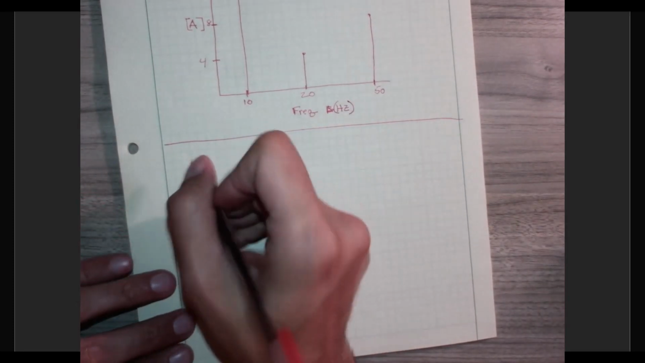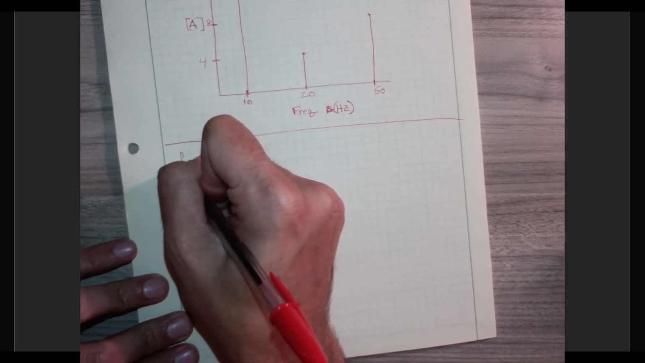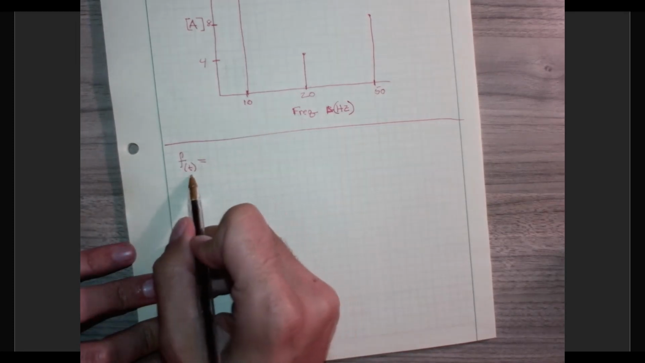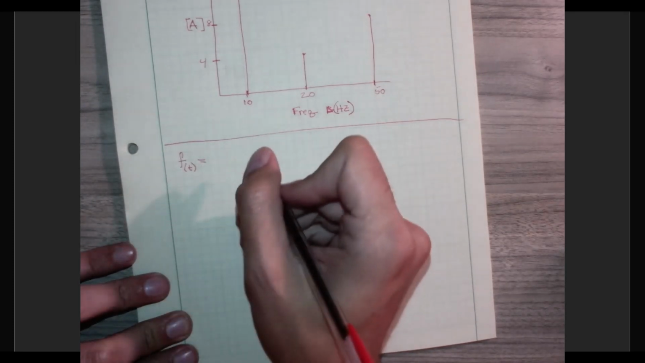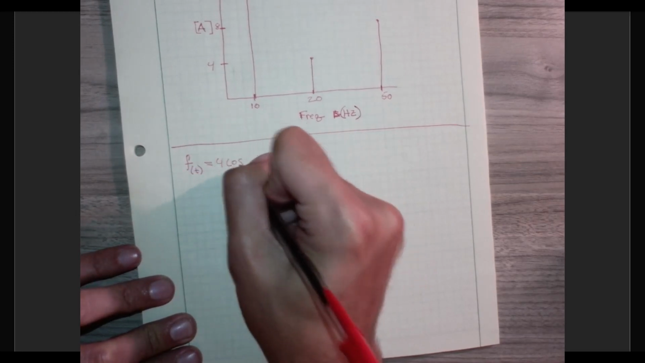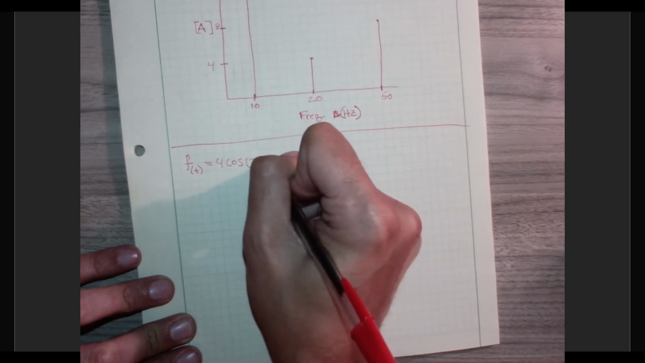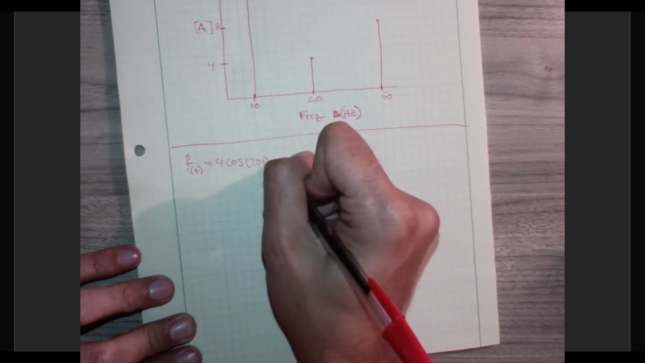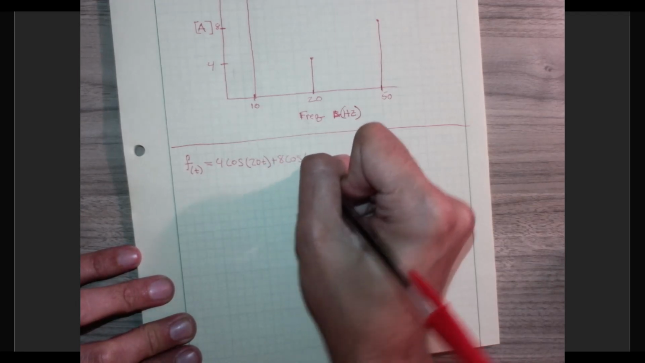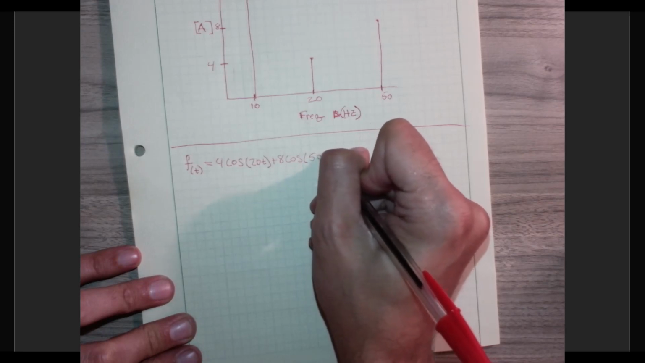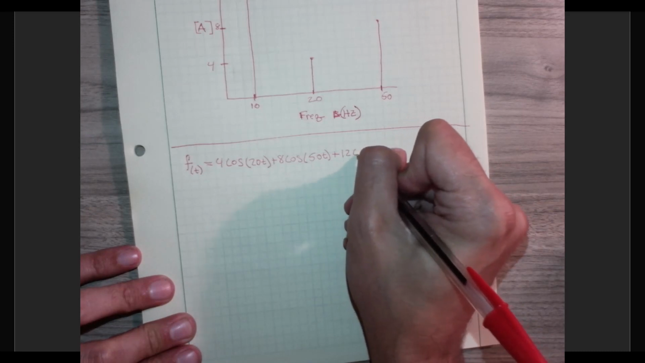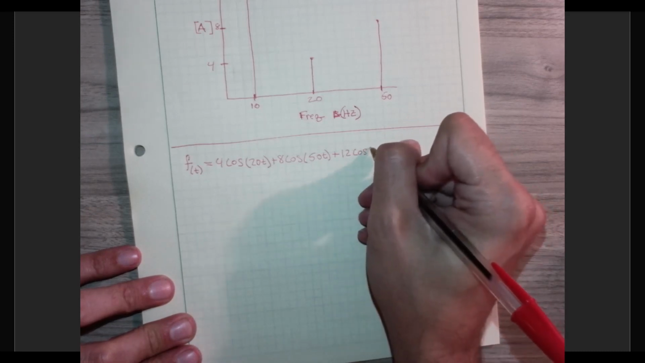And let's write out this equation, and it is a bit of a long one. So f of t, so again I am in my time domain here, and I have 4 cosine 20t. Then to add to that, I have 8 cosine 50t. Then I have 12 cosine 10t.